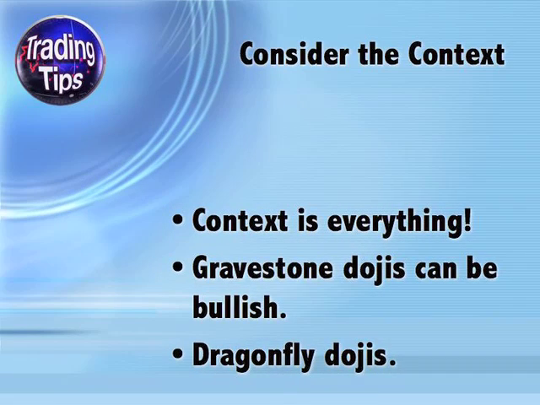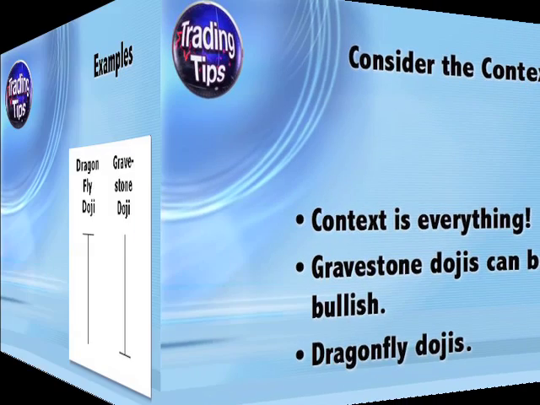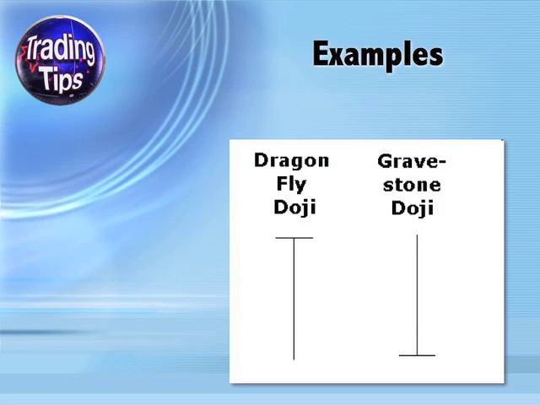But since we've brushed upon the concept of Gravestone Dojis, something has to be said about context. A Gravestone Doji is only bearish if it occurs at the top of an uptrend. If it occurs at the bottom of a downtrend, it is bullish. What's more, a mirror image of a Gravestone Doji is known as a Dragonfly Doji, and that is bullish. There are examples of both on the next slide. And here are those examples.